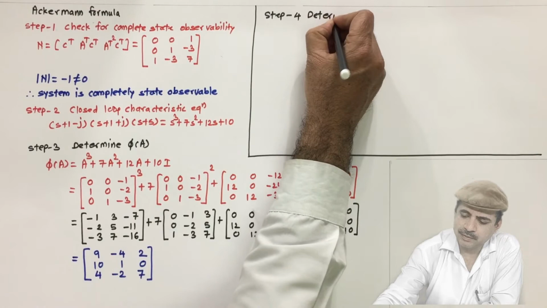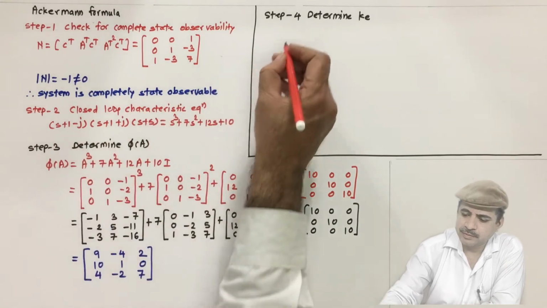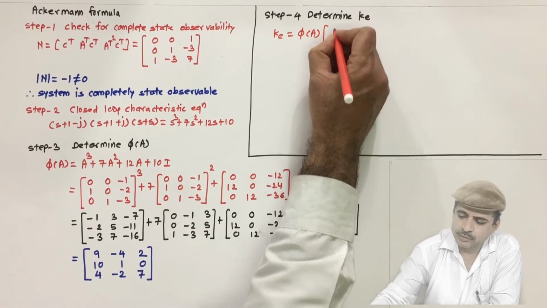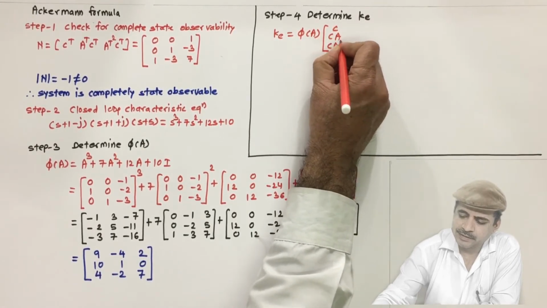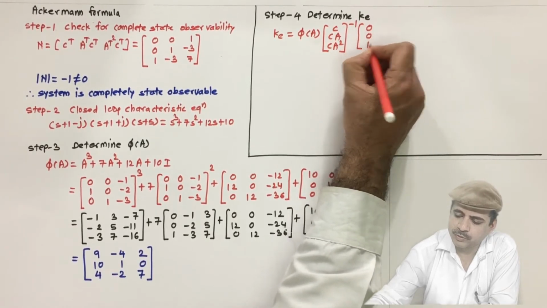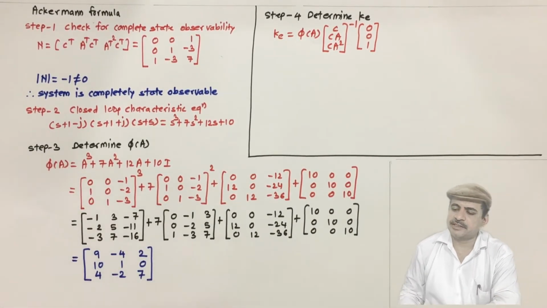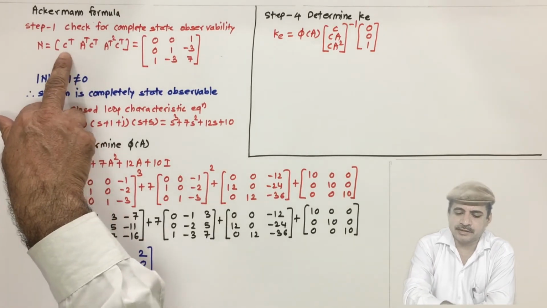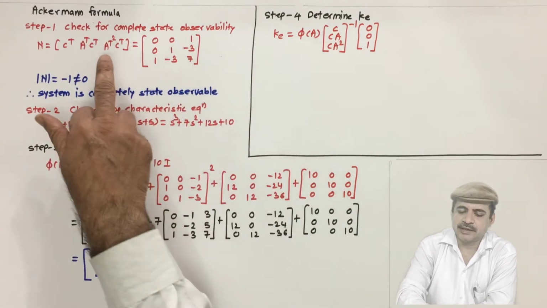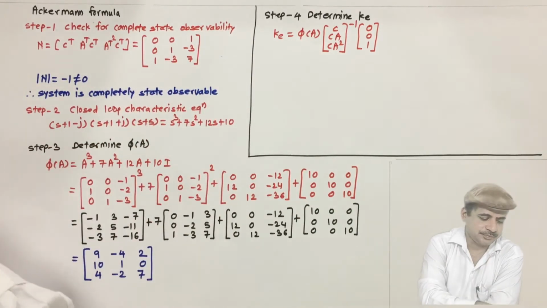And then the last one is step 4. Determine K transpose, and this is given as K transpose equal to phi of A into the inverse of C, CA, CA square, into 0 0 1. So how to get CA square? See, the transpose of C transpose is C, the transpose of A transpose C transpose is CA, and the transpose of A transpose square C transpose is CA square. So it is just the transpose of this matrix.